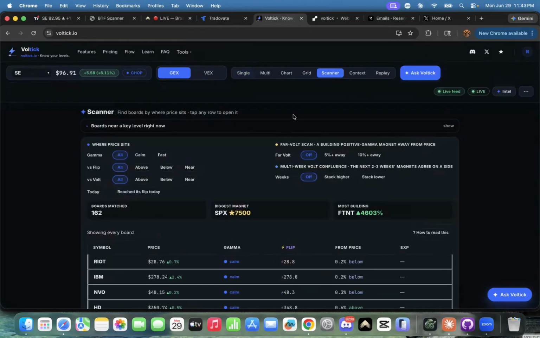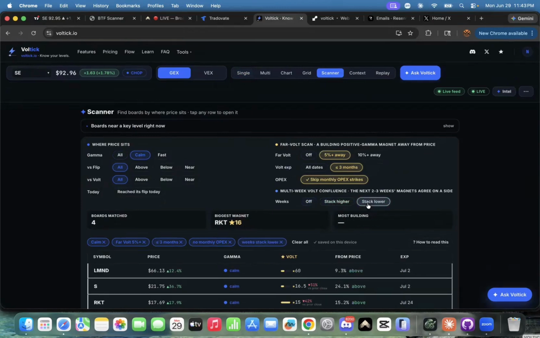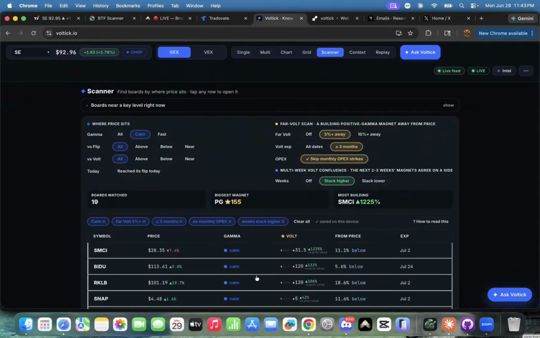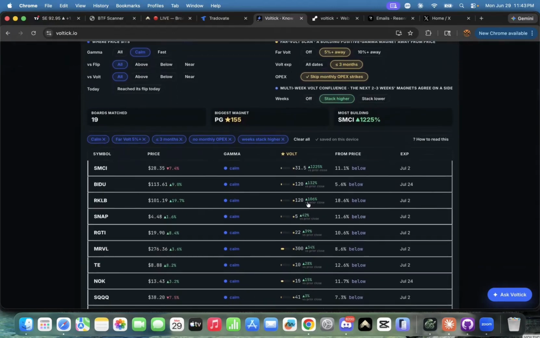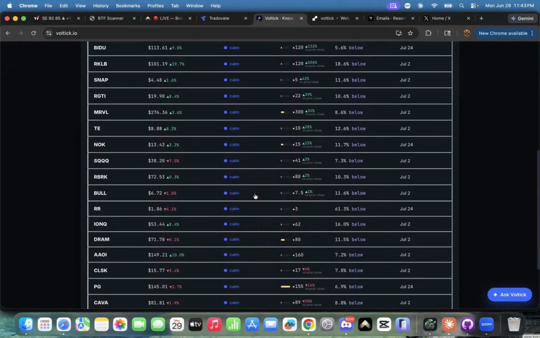So let's go into the scanner here and let me show you how I use these settings. What I look for is I want to put it on COM or positive gamma. I'm looking for 5% away. I'm looking at full expiration within the next 3 months. I personally want to skip the monthly OPEX. It gets all the possible hedging out of the way too. Then look at stacking it higher and or lower, depending on what I see here. Now, I also want to look for nodes that are growing. Something that interests me today was DRAM.